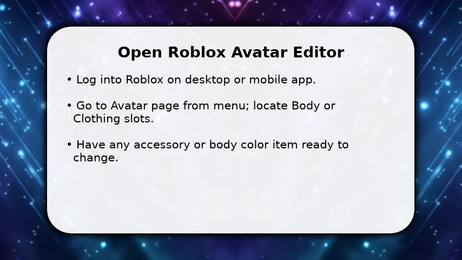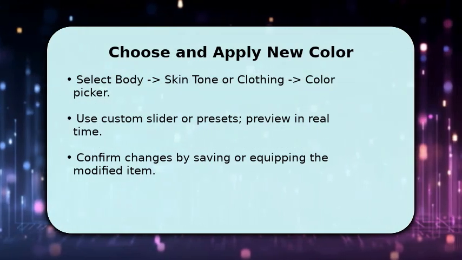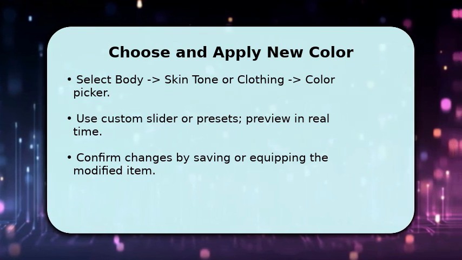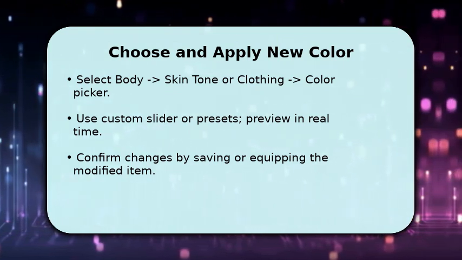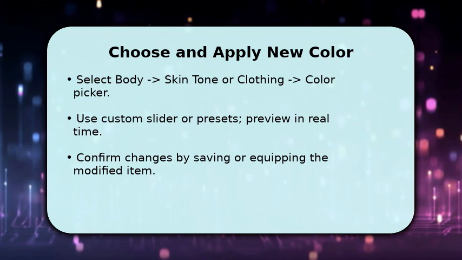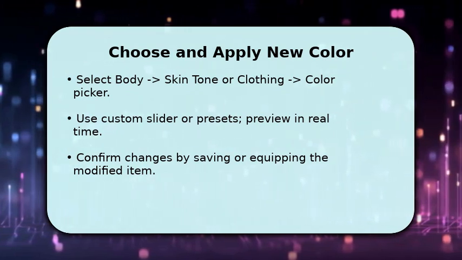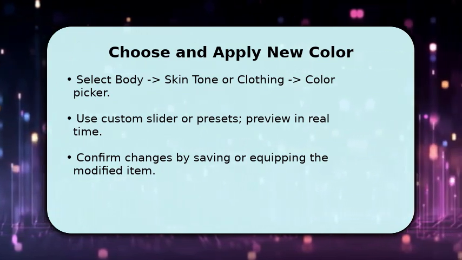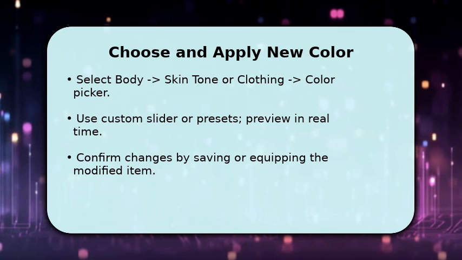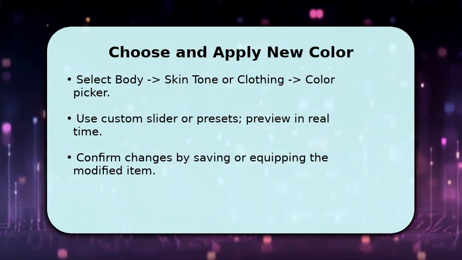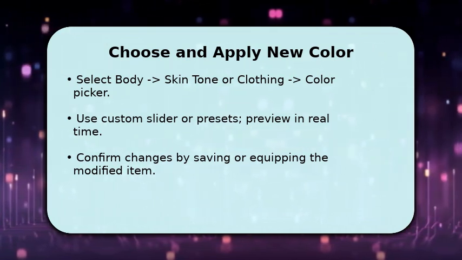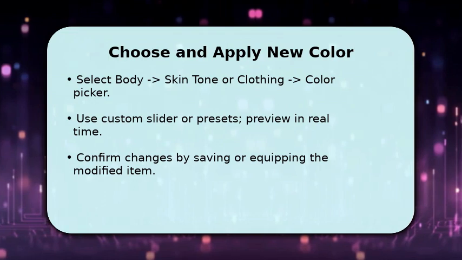Once the target item or body part is open, use the color picker or skin tone selector to pick your new hue. Slide the hue, saturation, and brightness controls for precise results, or choose a preset if you want a quick match. Make sure to preview the avatar model so you see how lighting affects the color across limbs and accessories. When satisfied, click Equip or Save to commit the change. This ensures the chosen color is stored and used the next time you join a game.